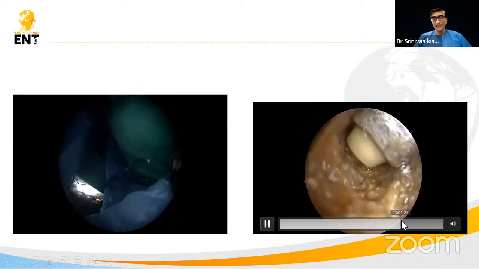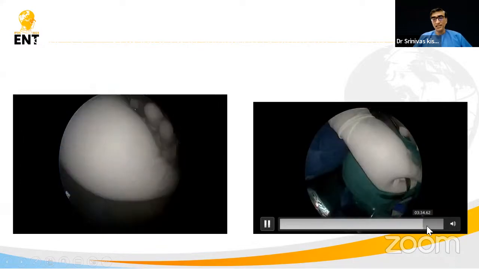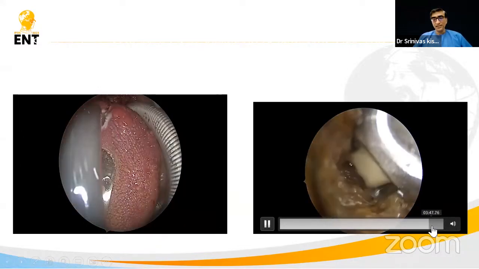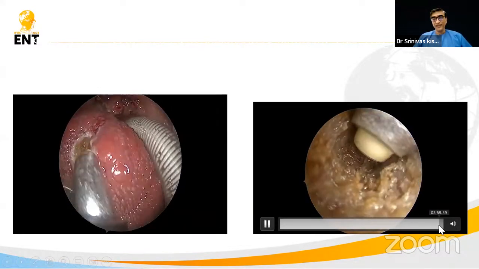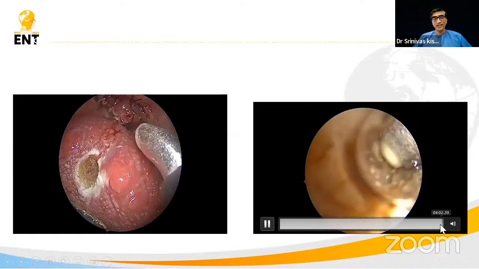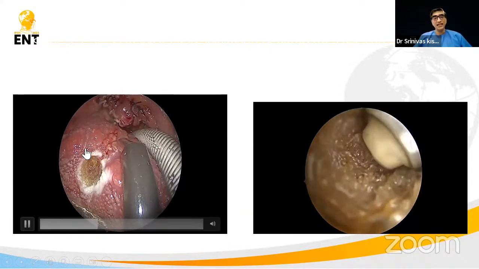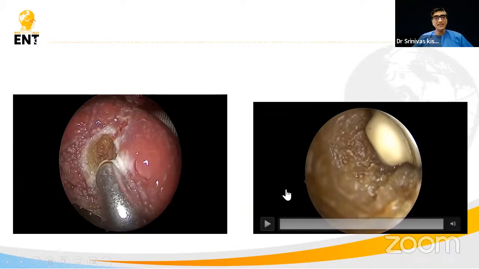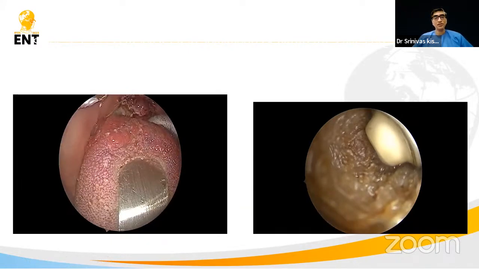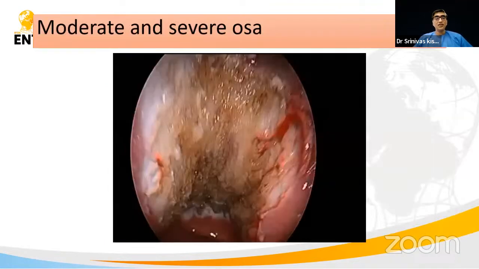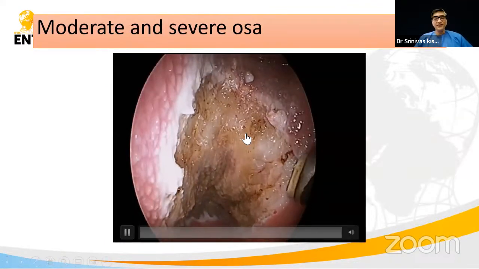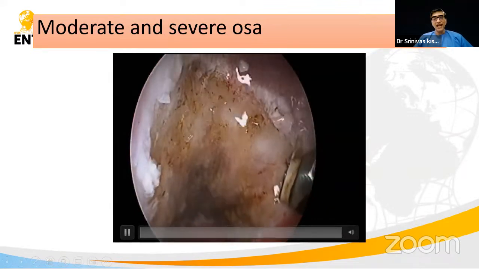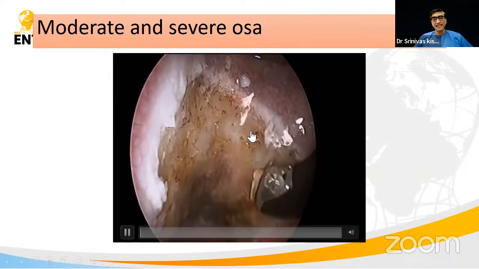And this is a submucosal procedure. You would exit out there, and this whole thing will collapse. This is very good for macroglossia. Now, sometimes in severe sleep apnea, you may have to go and do massive resections.